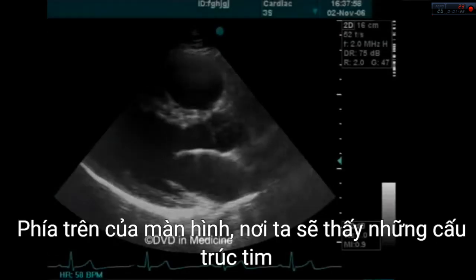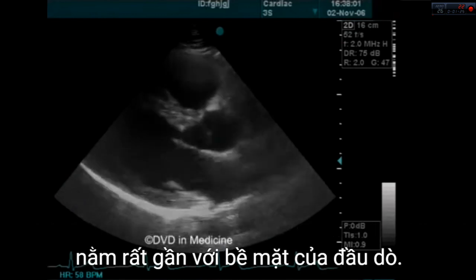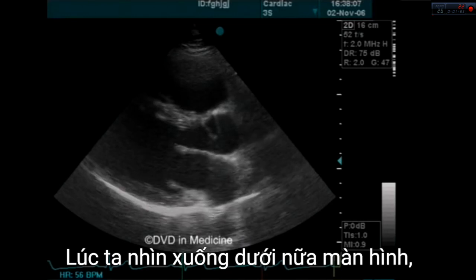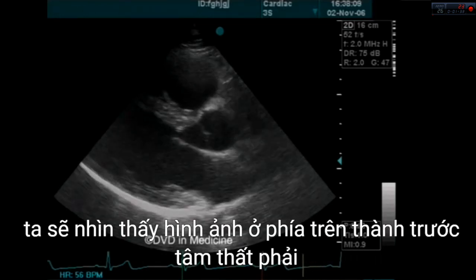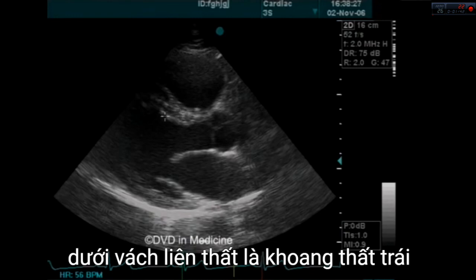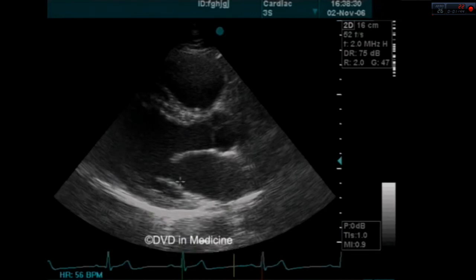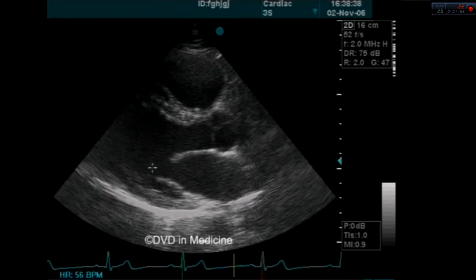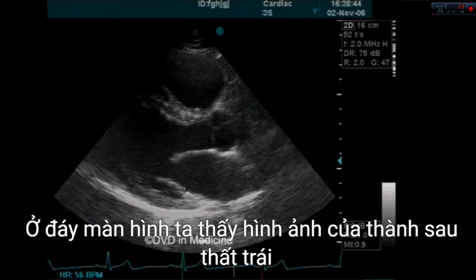In the upper part of the screen, one will see the heart's structures that are situated more closely to the surface of the transducer. When one looks farther down the screen, one will see the image of the anterior right ventricular wall, more deeply, the interventricular septum, under the interventricular septum, the left ventricular cavity, where one can see the papillary muscles, chordae, and mitral valve leaflets. At the bottom of the screen, one sees the image of the posterior left ventricular wall.